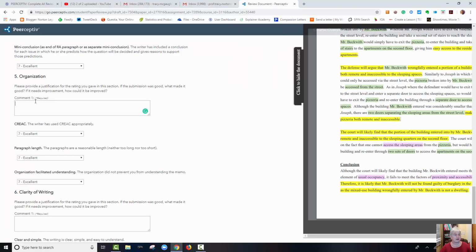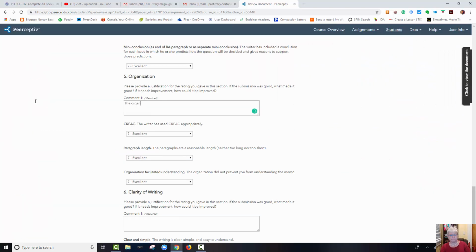Clarity of writing. Oh, so let me make a comment about the organization. Organization was very clear and easy to follow. You used clusters well. It's a nice example. You're clearly doing a good job of understanding and executing the concepts that we're learning. Okay.